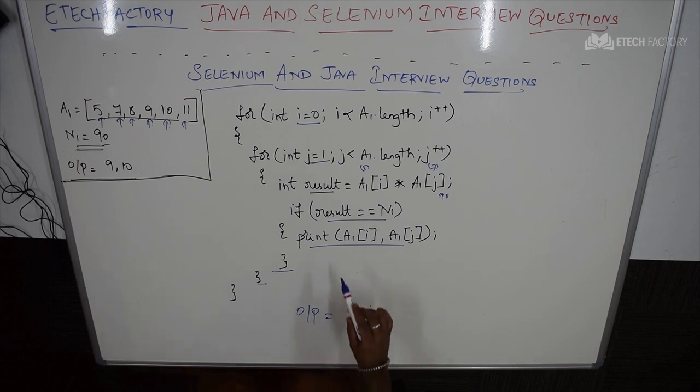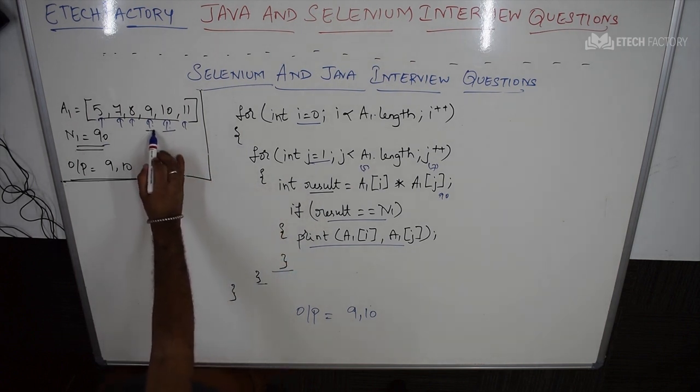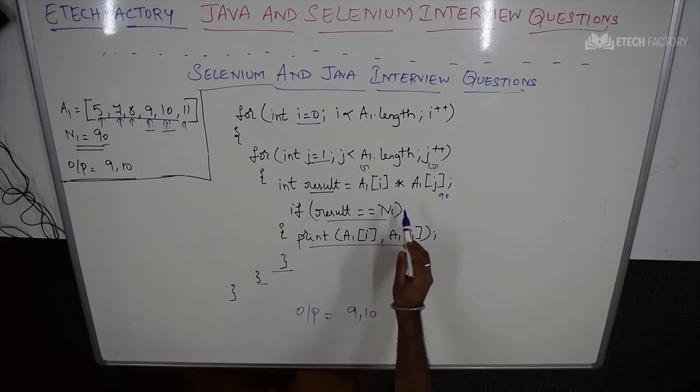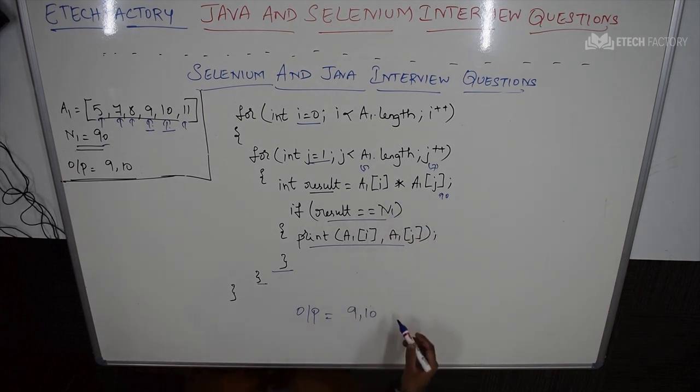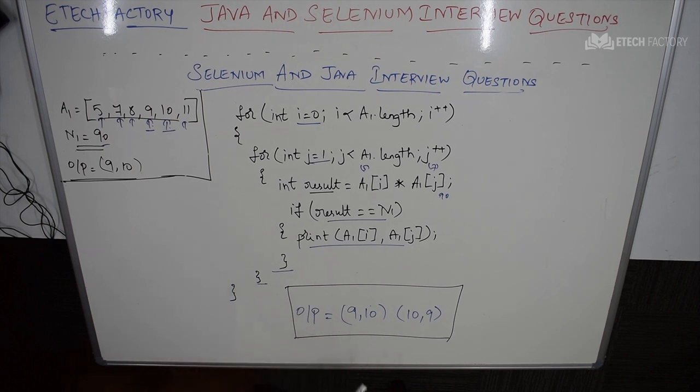Now, since the iteration continues, at one point of time the i value is going to be 10 and the j value is going to be 9. In that case also you are going to get the product as 90 and it is going to print the same numbers. So at that time you are going to get one more output here as 10 comma 9. So both the things are correct. You just need to iterate over the complete variables and you will get this output. Whatever output we have seen here, you see the same thing at the end of the execution also.